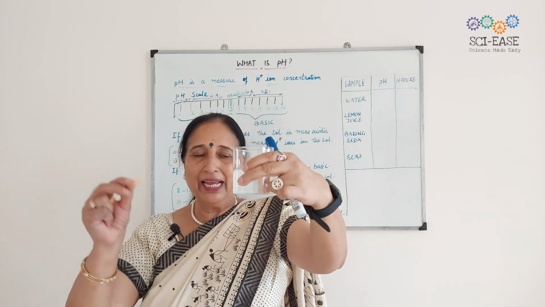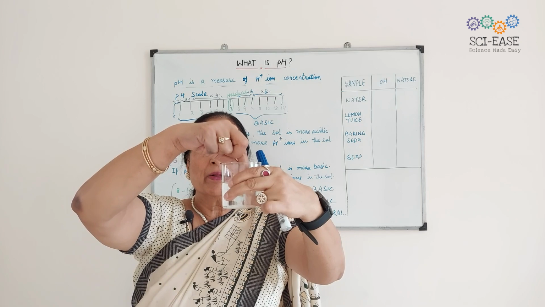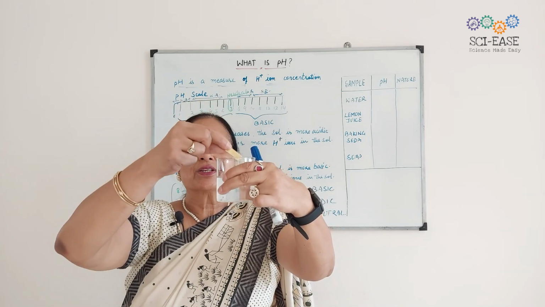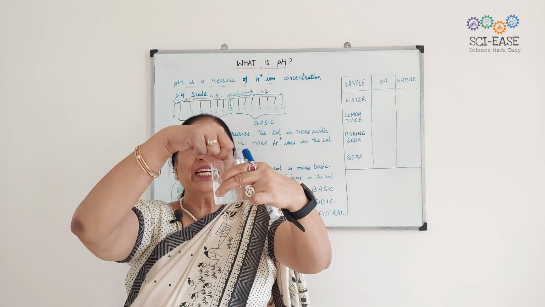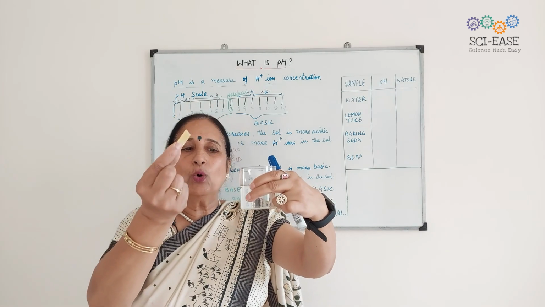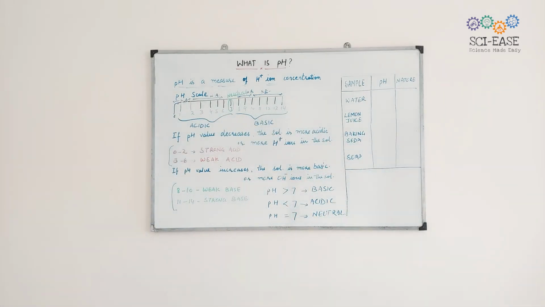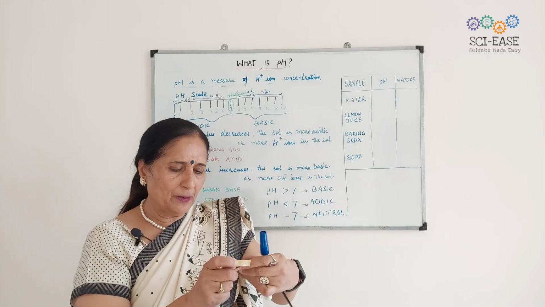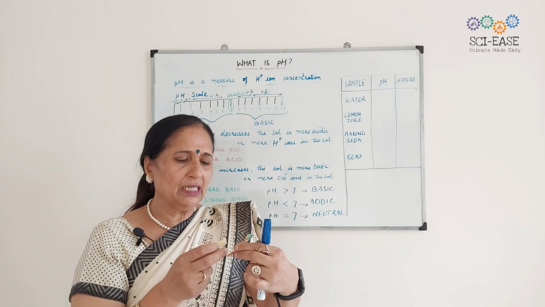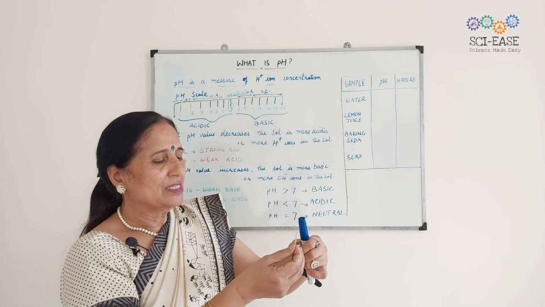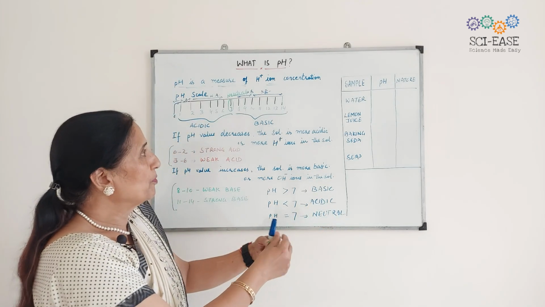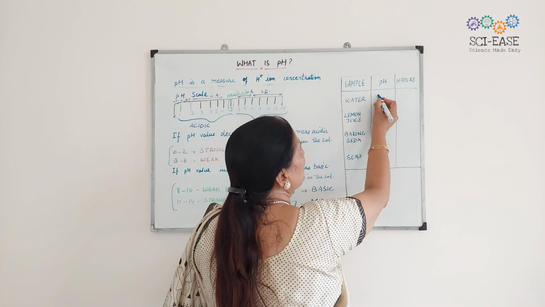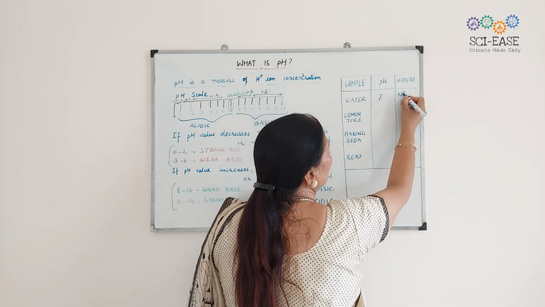First I will take this water. It is plain water. I will dip this pH paper in this. What do you see? Light greenish color, and you can match this color with the pH paper. So the color is approximately 7. So pH is 7, nature neutral.